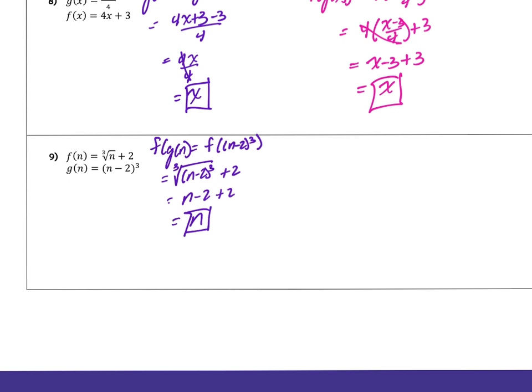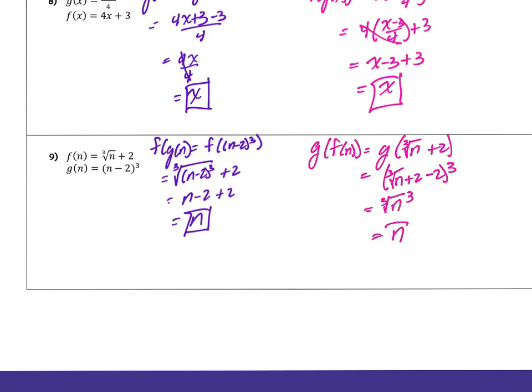Or, oops, sorry. If I do it the other way, if I find g of f of n, that means I'm going to find g of the cubed root of n plus 2. So that's supposed to equal the cubed root of n plus 2 minus 2 cubed, which equals the cubed root of n cubed, which equals n. Okay?